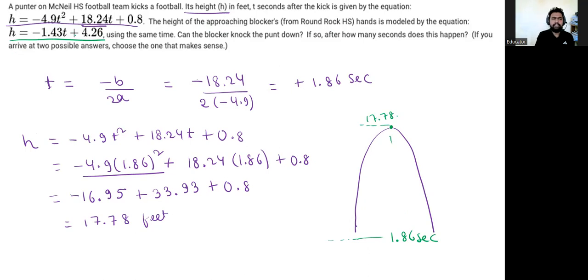right? So let us equate first of all both the equations. H is equal to this equation. H is also equal to this equation. That means they both are equal to one another. So let us try that one.